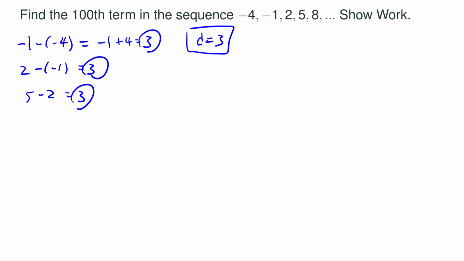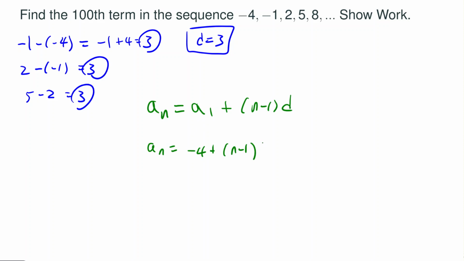And we need to come up with the arithmetic sequence nth term formula, which is the nth term is the first term plus n minus 1 times the common difference. In this case, the first term is -4 plus n minus 1, common difference 3. Okay, so we can distribute this. We get -4 plus 3n minus 3, which is -7 plus 3n. So the nth term is always -7 plus 3n.